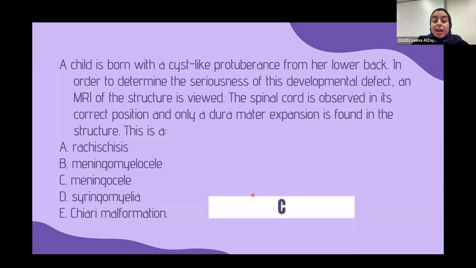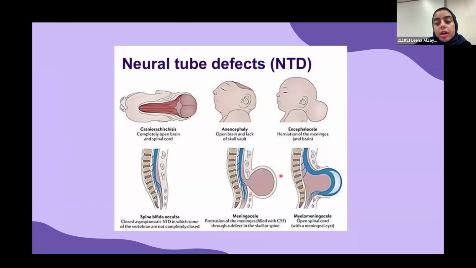Okay, exactly. So the answer is C, because there's only dura mater. There's no nerves involved. There's no spinal cord involved. If it's meningomyelocele, it's going to be the spinal cord involved. And I'm going to show you here the pictures of the different neural tube defects.